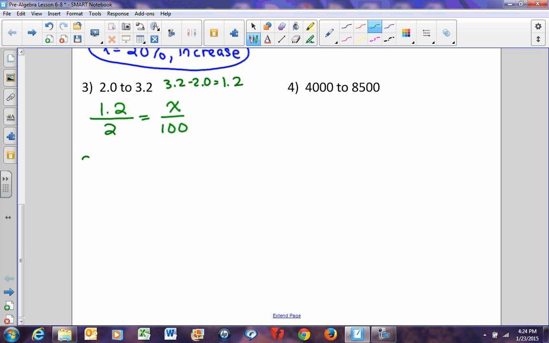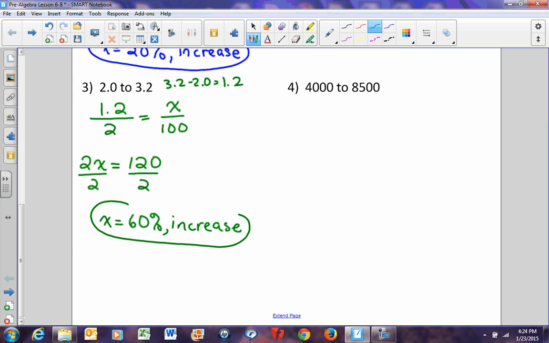By cross multiplying, 2x equals 120, because 1.2 times 100 is 120. 120 divided by 2. Hopefully you can even do this one without your calculator. X equals 60. So it's a 60% increase. You might look at it and say, wow, that seems like a huge increase for such a small number. But that's because it was such a small number.